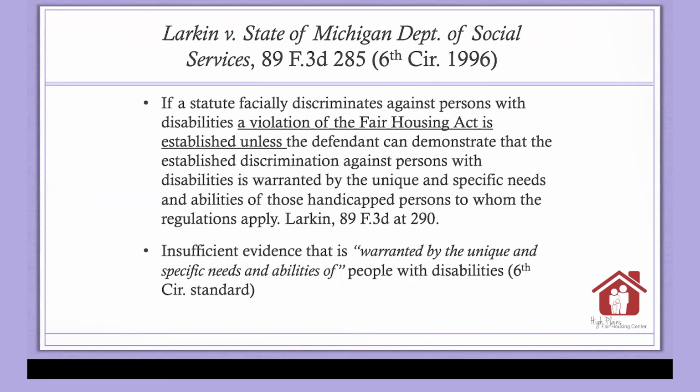But here in this Larkin case, where a statute facially discriminates against persons with disabilities, a violation of the Fair Housing Act is established, unless the defendant can demonstrate that the established discrimination against persons with disabilities is warranted by the unique and specific needs and abilities of those handicapped persons to whom the regulations apply. And here, the court found that there was insufficient evidence that the spacing and notification requirements of the statute were warranted by the unique and specific needs and abilities of people with disabilities.